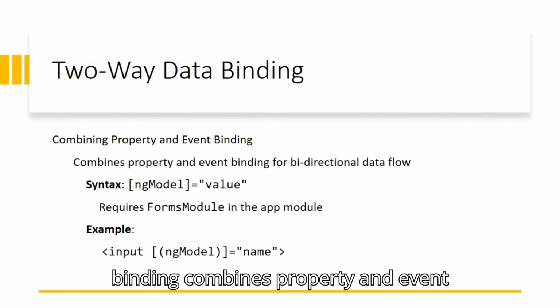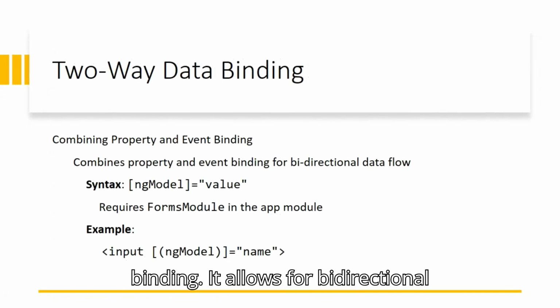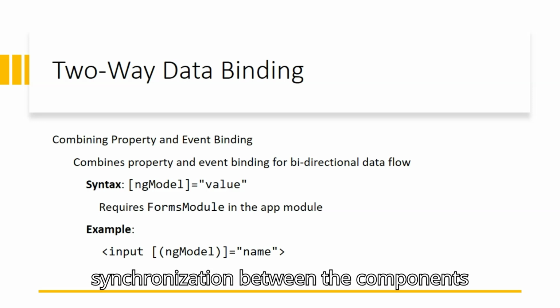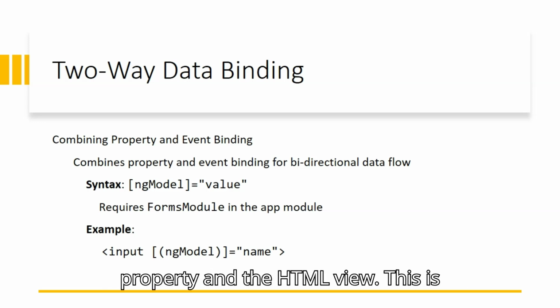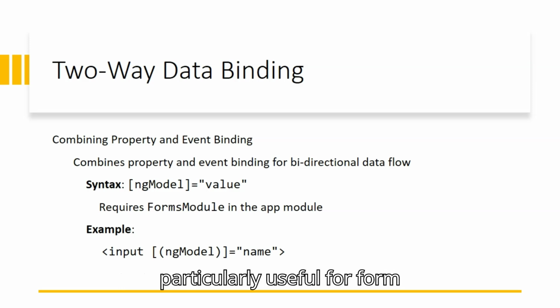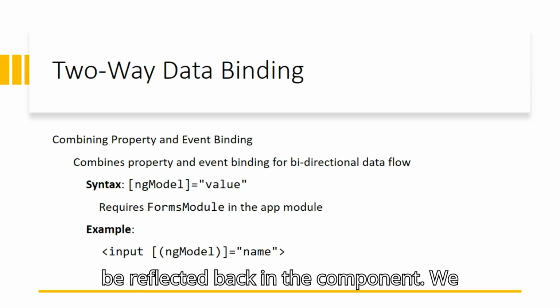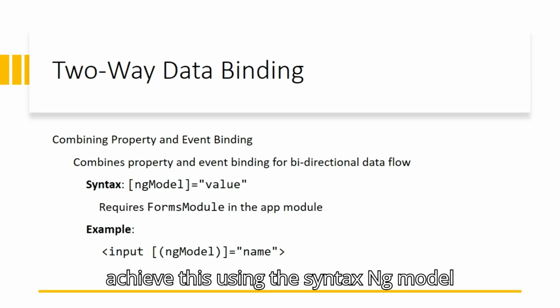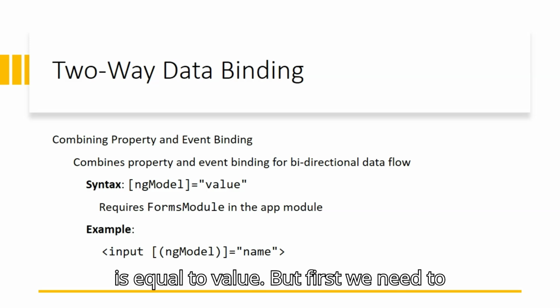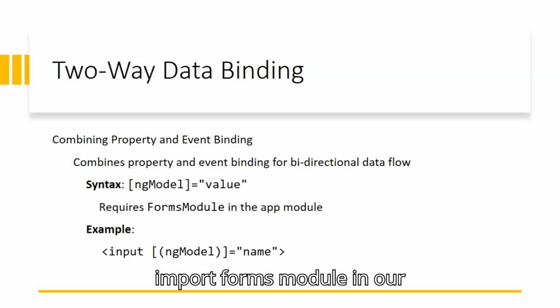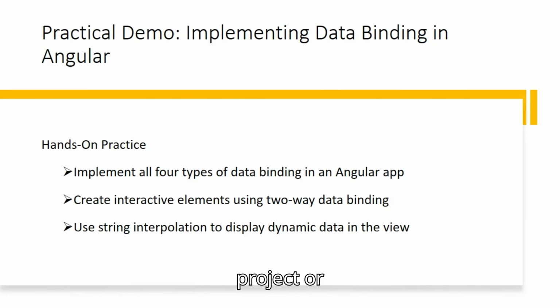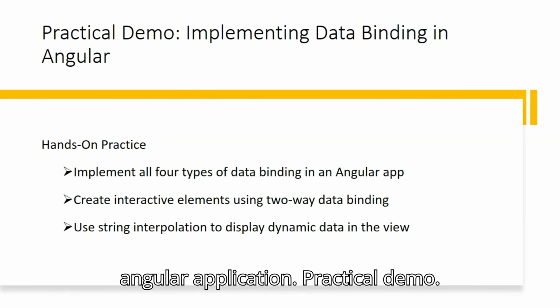Two-way data binding. Two-way data binding combines property and event binding. It allows for bidirectional synchronization between the component's property and the HTML view. This is particularly useful for form inputs where user input needs to be reflected back in the component. We achieve this using the syntax ngModel equals value. But first, we need to import the FormsModule in our Angular application.